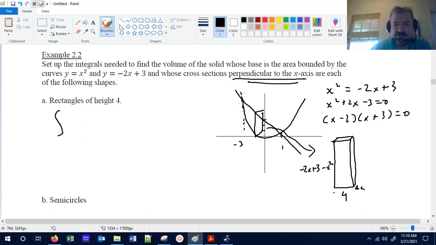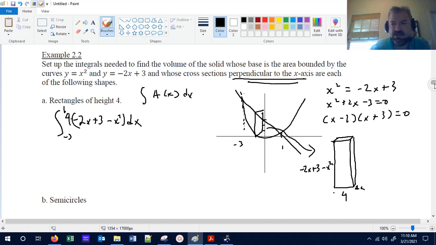So we find the area of this rectangle, which is, we said, negative 2x plus 3 minus x squared. And we multiply it there. Oh, I forgot to multiply it by the height. The height is 4. So remember, the formula is the area as a function of x times dx. So my area for each one of these cross sections is the height of the rectangle times the base of the rectangle. Base times height, and then to make it a prism, I multiply by dx. We'll be integrating from negative 3 to 1. All right, let's try the next one. That's all we do is set up the integral.